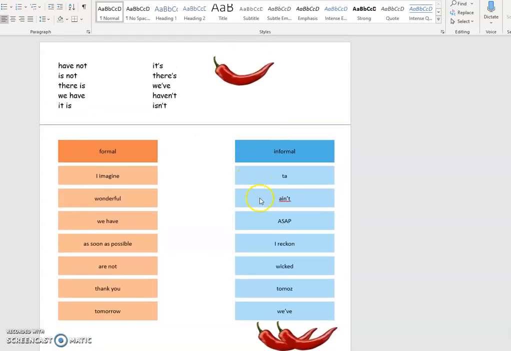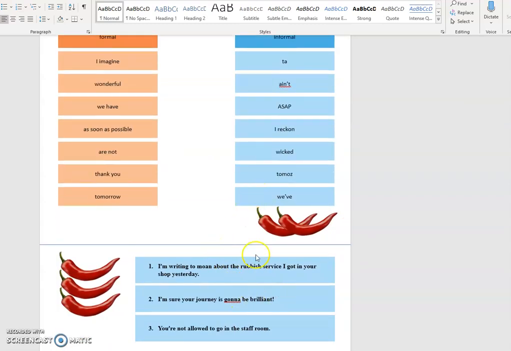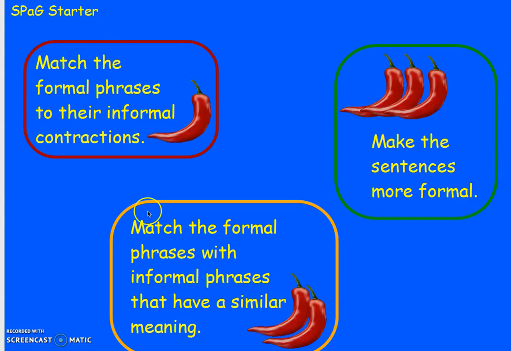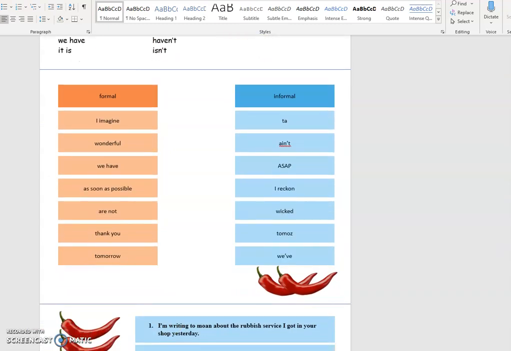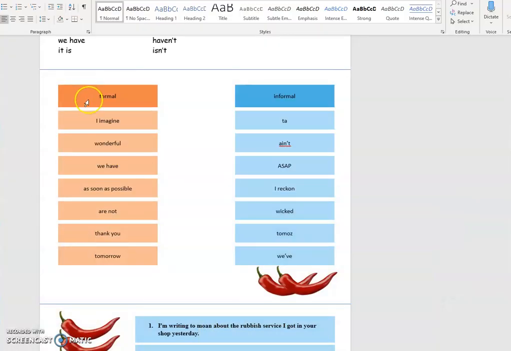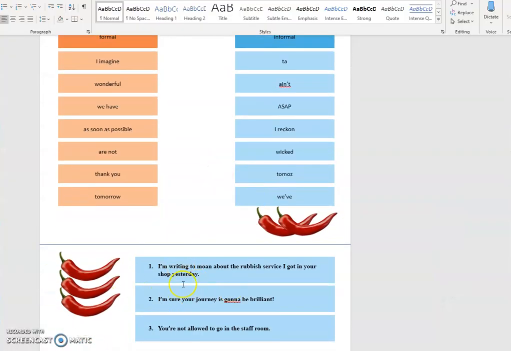Just connecting them together, making sure that they're formal, so you can use formal sentences using that. Make sure that they have formal phrases like "have not", matching that up to its less formal contractions, which are this side. Your second challenge, making the sentences more formal. So again, you've got it there in front of you, and then this one just changing into informal.